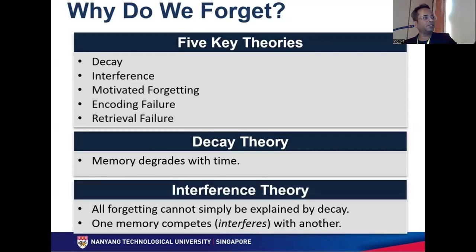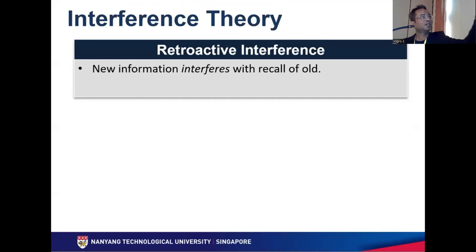What interference theory says is that all forgetting cannot be simply explained by decay. In this theory, one memory competes or interferes with another. They are competing with each other for which one gets your attention. And this happens in two ways. Retroactive interference, where new information you have got interferes with your old information.